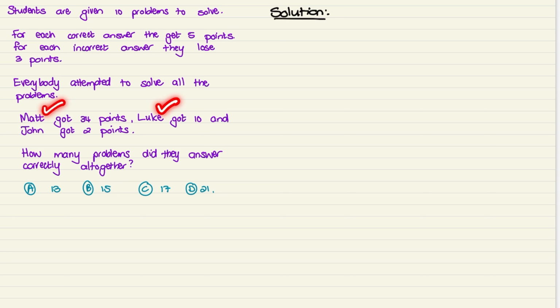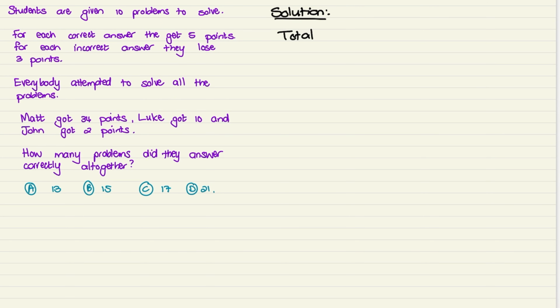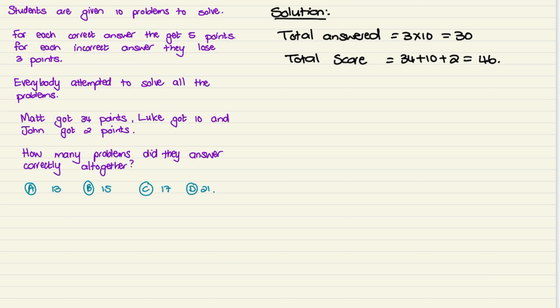We know that each of these 3 students answered 10 problems. So the total number answered would be 3 times 10, and that is 30 questions or 30 problems. And the total that they scored between the 3 of them is 44 plus 10 plus 2, so that is equal to 56. So how do I get to 56 points if I have answered 30 questions in total?